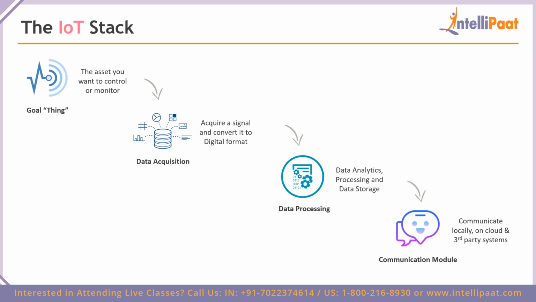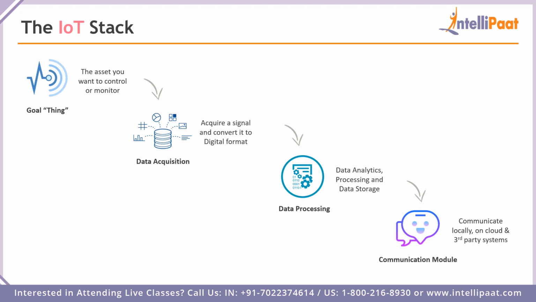So after we get the thing that we want to control and monitor, we need to provide it with some data. So in the data acquisition stage, we ensure that we get a signal and we make the software talk to the hardware by converting the analog format, which is basically the result of the inputs and the outputs of the hardware, into a digital format.